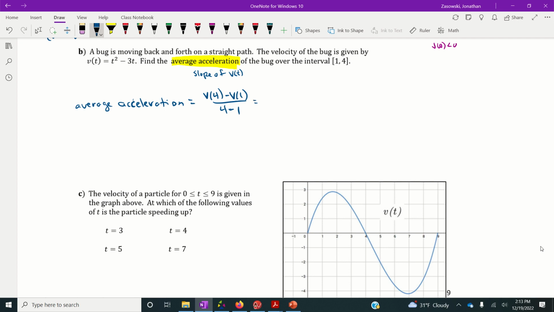Now, for v of 4, we're going to have to actually go figure that out by plugging in. So v of 4 is equal to 4 squared minus 3 times 4. That's 16 minus 12, which is 4. So 4 minus v of 1, which is 1 squared minus 3 times 1. So that's -2.